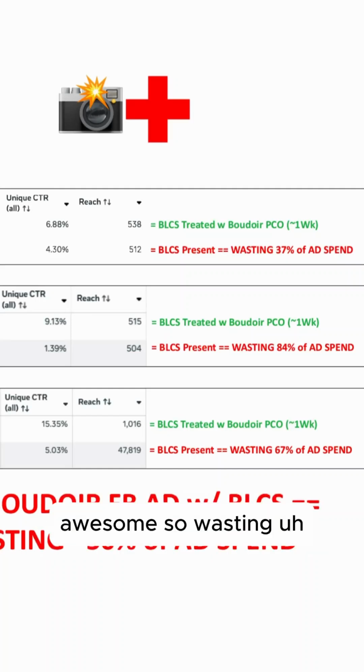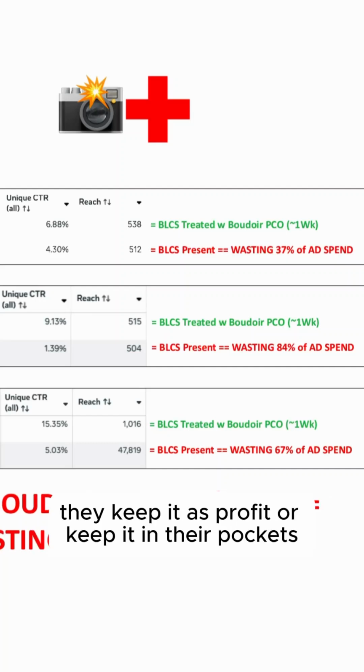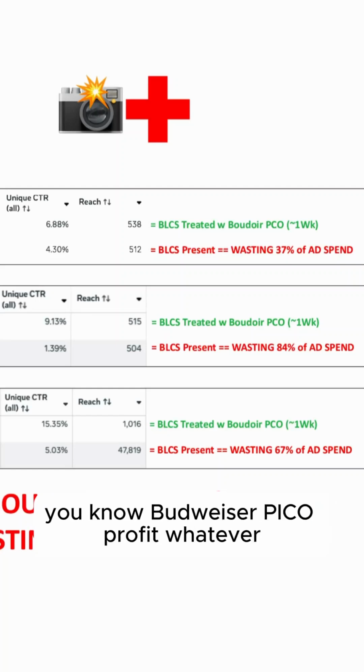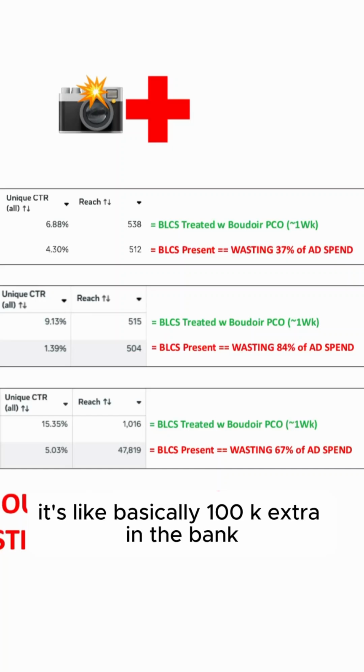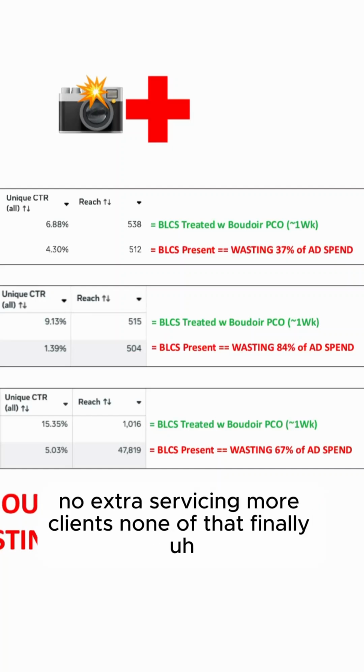Awesome. So that $8,400 a month difference that they no longer have to spend, they keep as profit, or keep in their pockets every single month. Basically a phantom profit, Boudoir Pico profit, whatever. And at the end of 12 months, it's basically 100K extra in the bank. No extra work, no extra effort, no extra servicing, no more clients, none of that.